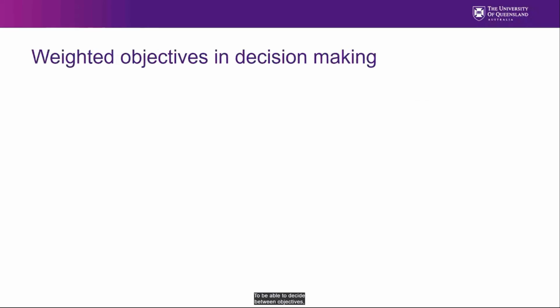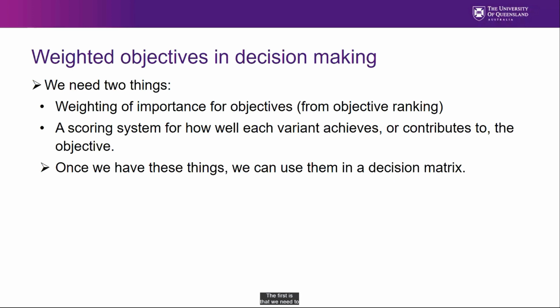To be able to decide between objectives, we will use a weighted decision matrix. To be able to use that, we need 2 things. The first is that we need to decide the weighting of the objectives themselves. The second is that we need a scoring system for how well a variant meets an objective. Once we have these things, we can use them in a decision matrix.